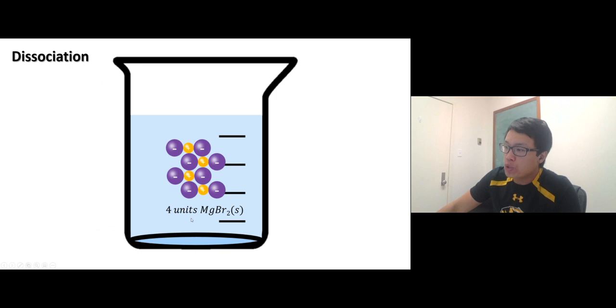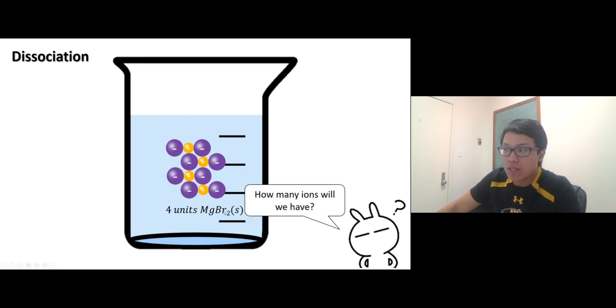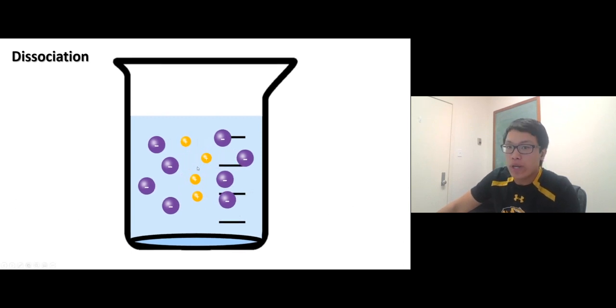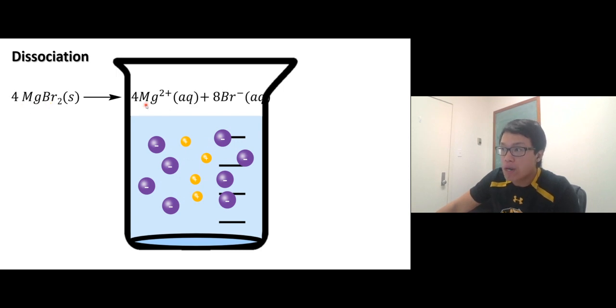If I have 4 units of magnesium bromide, how many ions for each, magnesium and bromide ion, will we have? Let's assume complete dissociation. Let's say they all dissolve. So we have 4 units of magnesium bromide, and we're going to end up with 4 magnesium ions, but 8 bromide ions. Does it make sense? Because there's a bromide 2 right here. So we have 8 bromide total in this molecule.